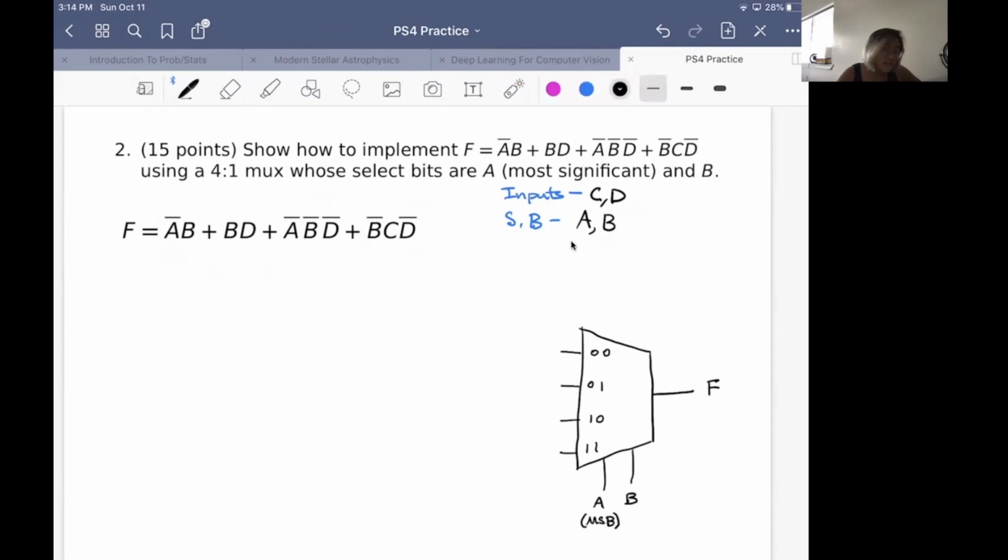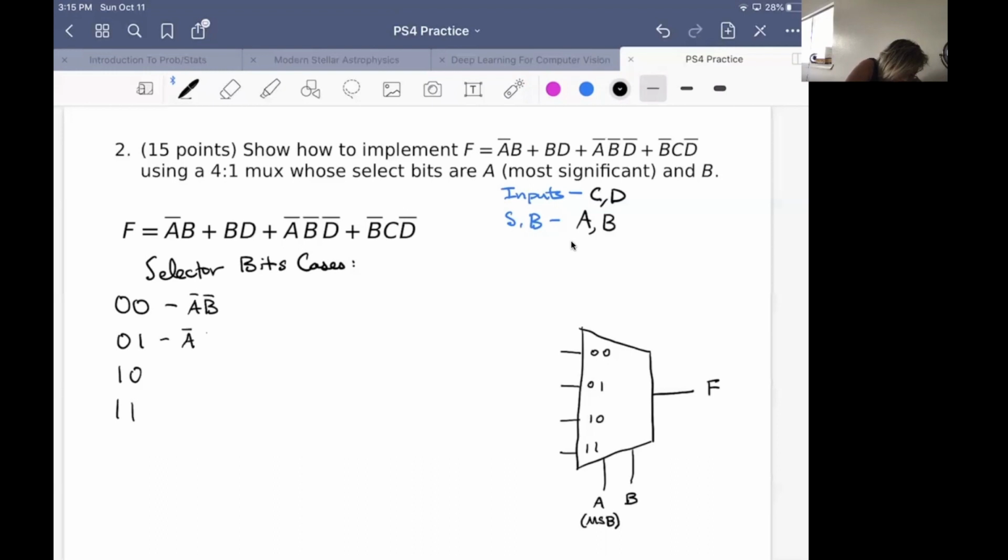So the first thing I do is I break up the expression for f into different cases with respect to the selector bits. What I mean by that is I know that the selector bits A and B can only be one of 4 different possible combinations. They can be equal to 0, 0, 0, 1, 1, 0, and 1, 1. And this is equal to not A, not B, not A, B, A, not B, and A, B.